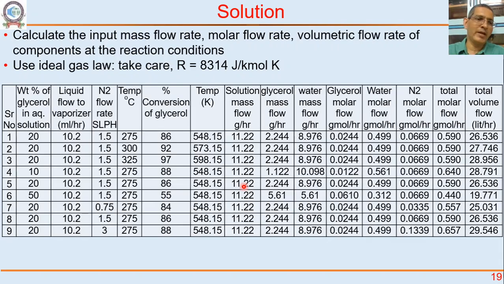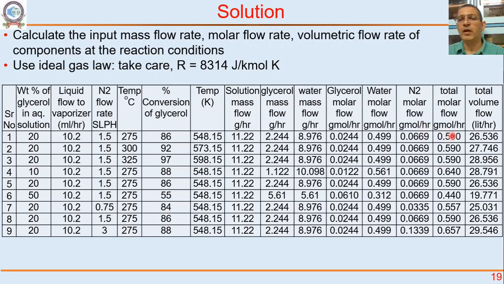Okay, so for every case, weight percent, liquid flow rate, nitrogen flow rate, temperature, conversion of glycerol, this data is given. Right? Temperature we can convert to Kelvin. For mass flow rate of solution, the volumetric flow per hour is given, density is given, so we can calculate grams per hour. Weight percent of glycerol is given. So these many grams per hour of solution is fed, we can convert to glycerol grams per hour, water grams per hour. We can calculate glycerol molar flow rate, water molar flow rate. Nitrogen LPH is given. We can calculate nitrogen molar flow rate. So total molar flow rate we can calculate at the entry of the reactor.